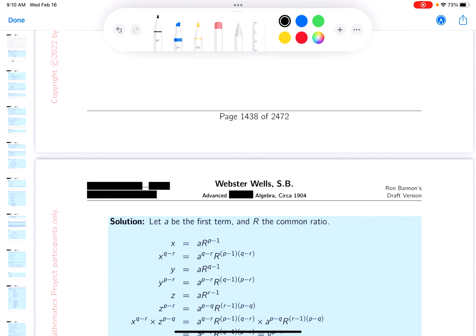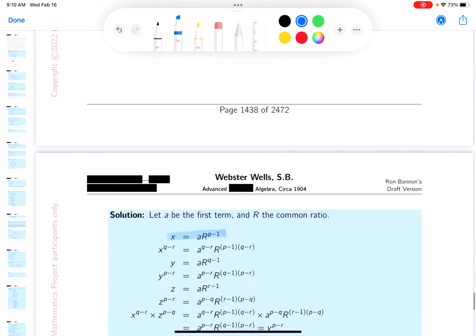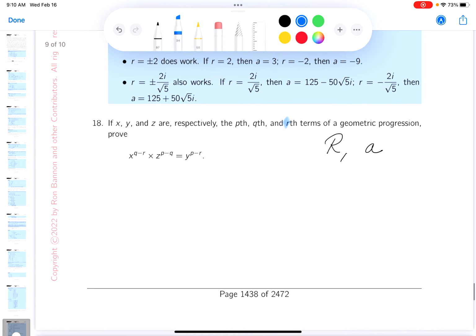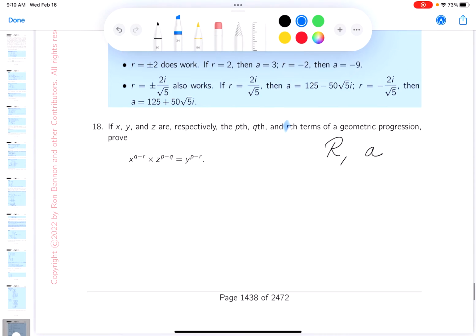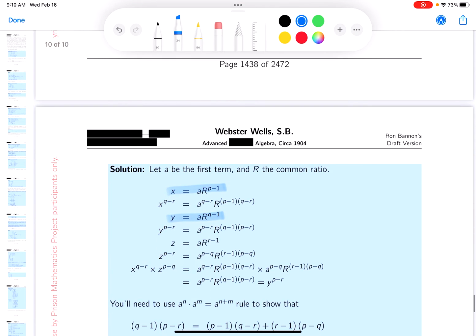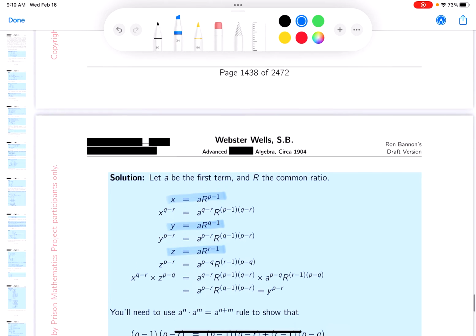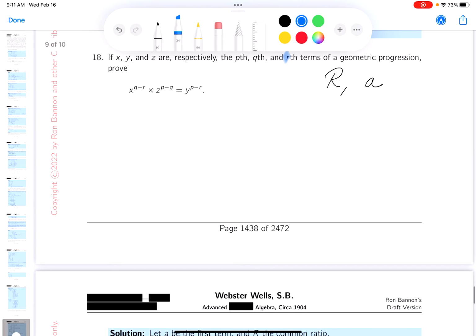The first thing to do is write down what the terms are. So X is the pth term. So that's going to be A, the first term, R, the common ratio, to P minus 1. Y is the qth term. So that's going to be A, R to Q minus 1, and Z was that rth term. So these are all making sense to me. All right, then someone says, what are you going to do over here? I'm looking around for things to do.